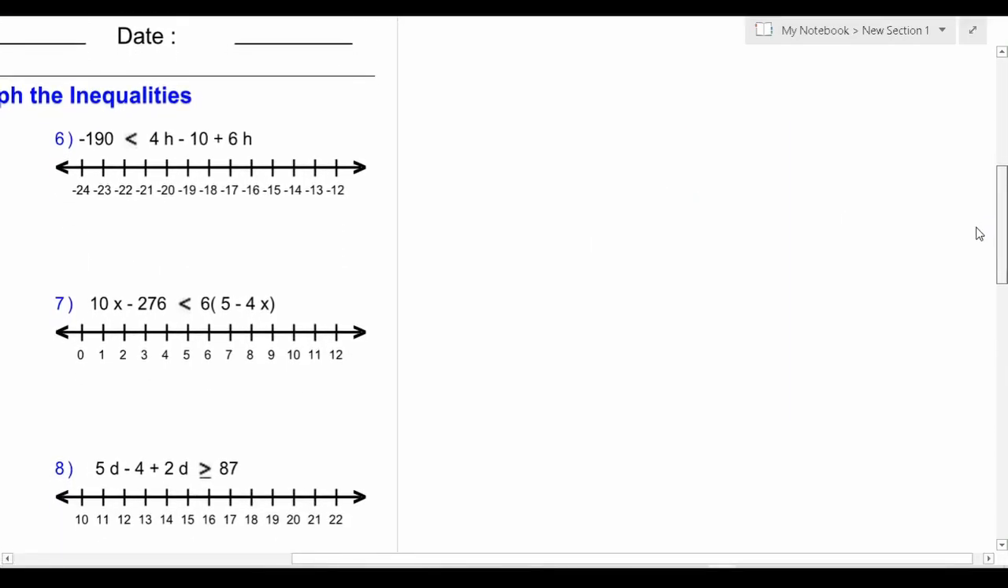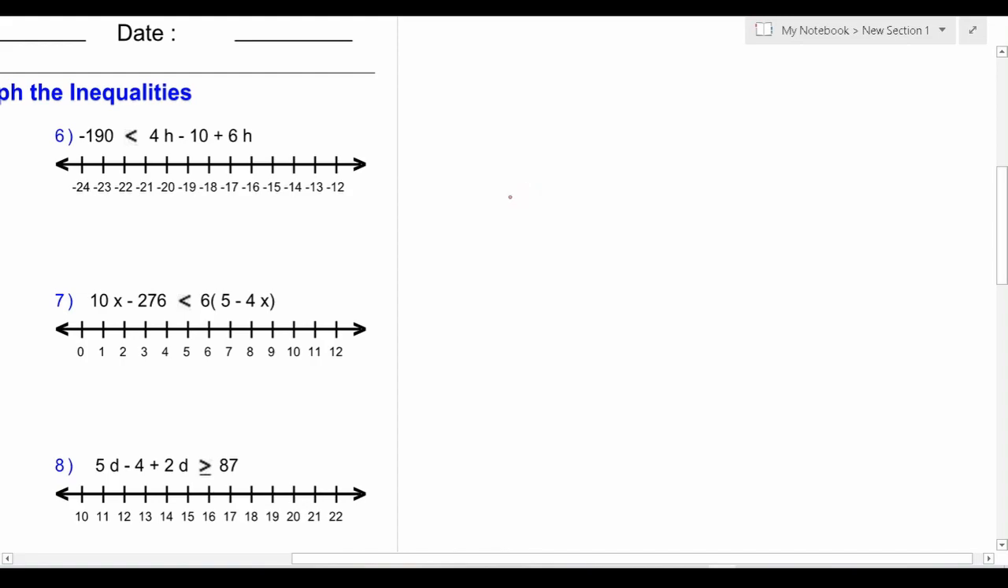Starting with number 6. Number 6, we can see right here, it's negative 190 less than 4h minus 10 plus 6h. So on the ASVAB, you're going to have some scratch paper that you can write on. So let's go ahead and work this one off to the side.